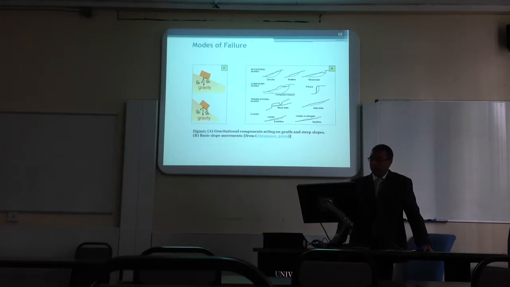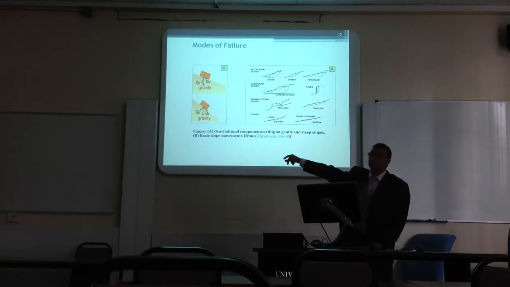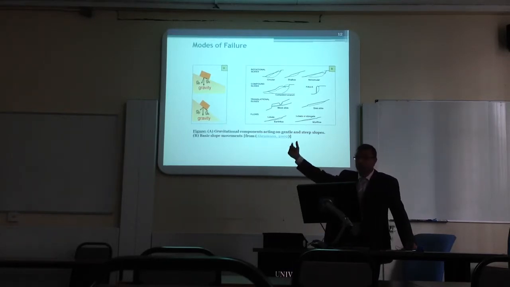So you can see in this figure the modes of failure and the basics of the slope. In figure A, you can see the gravity, and how the slope failure occurs. You can see in figure A, in the top, if it is a gentle slope, the angle beta is low, and the parallel gravitational force is low, so there will be less occurrence of sliding rather than the down one, which is this one. The gravity will act more than the top one because it is steep. The beta angle is more.